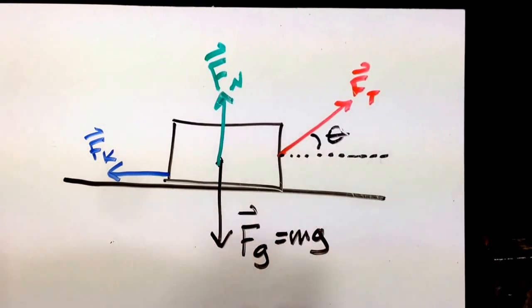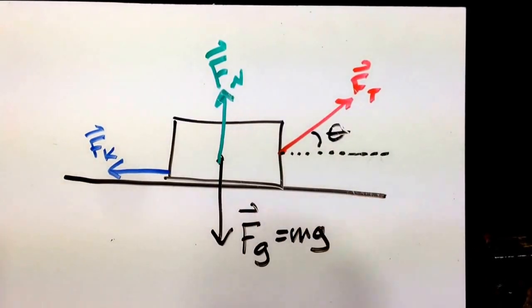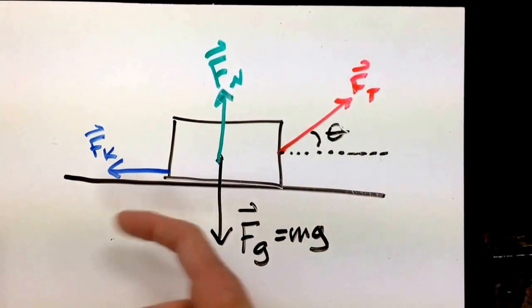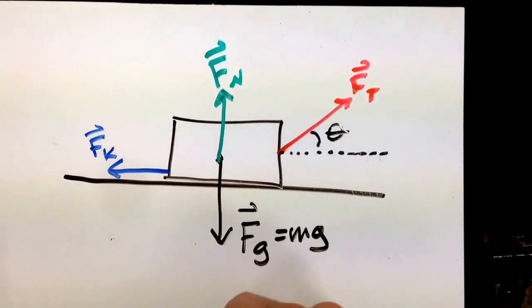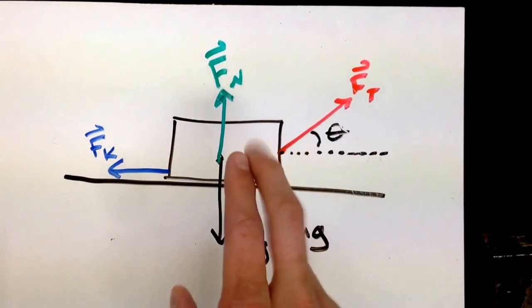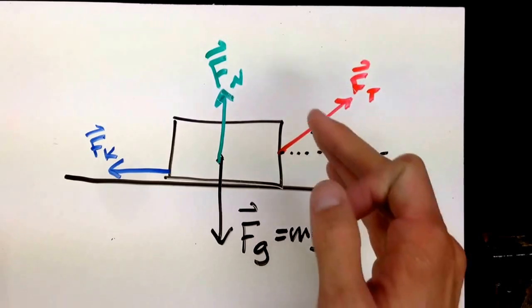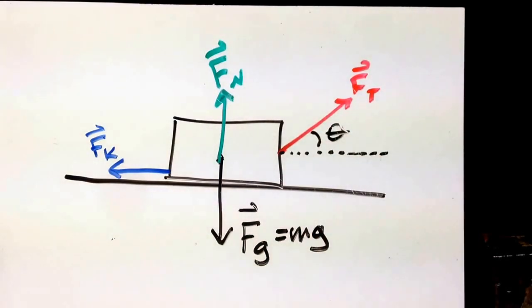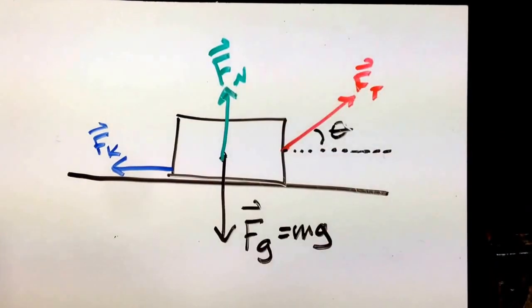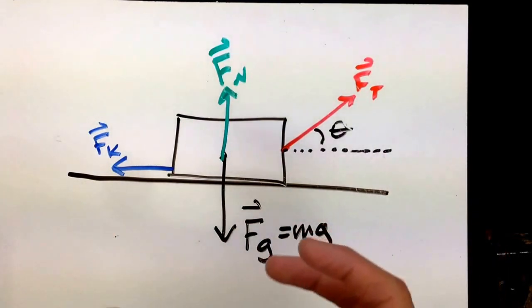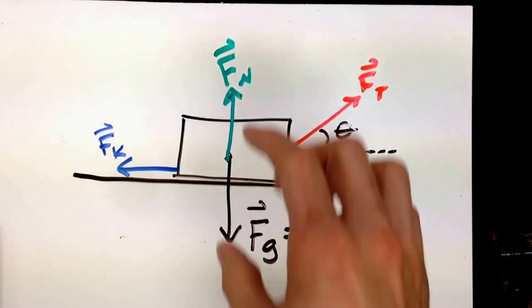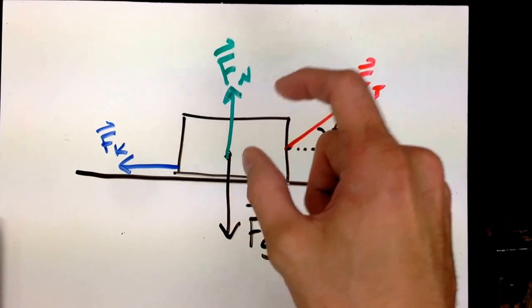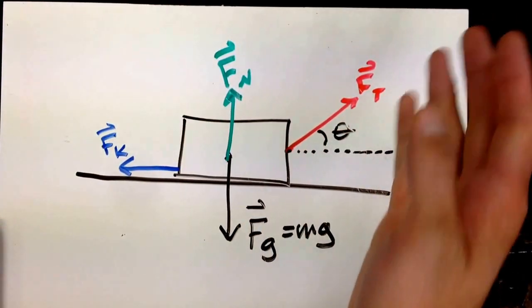So here I've got a box on a flat surface. There's some friction going on here. I've got my weight vector, I've got my normal force from the surface, and then I'm pulling the block, but I'm pulling it at an angle theta. Now, because I'm pulling at an angle theta, that's altering some forces. So my normal force is now decreased because I'm pulling up at an angle.